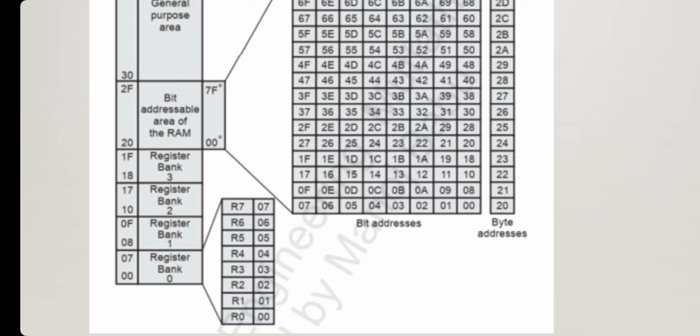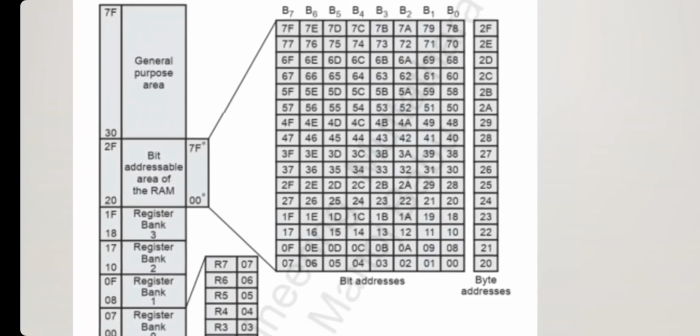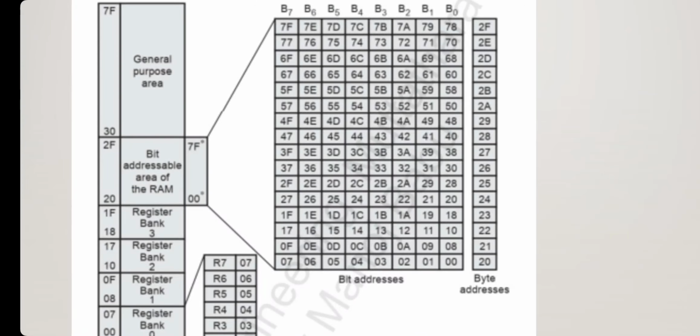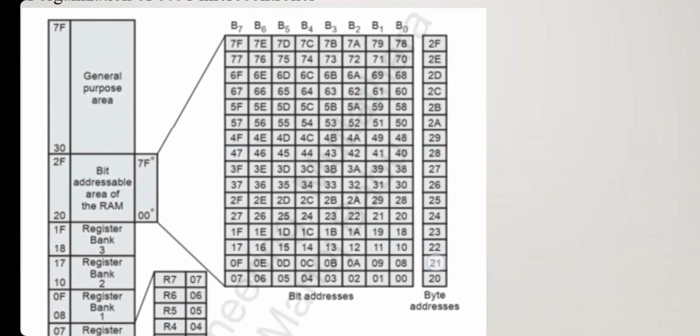So it is bit addressable and byte addressable. Register bank. This is the bit addressable area of RAM, and this is byte addressable, that is 20 to 2F. So we have 20, 21, 22, 23, etc., 29, then instead of 2010 we are at 2A, that is 29, 2A, 2B, 2C, 2D, 2E and 2F. So in total it has 16 bytes.